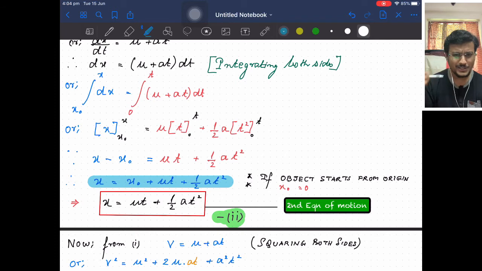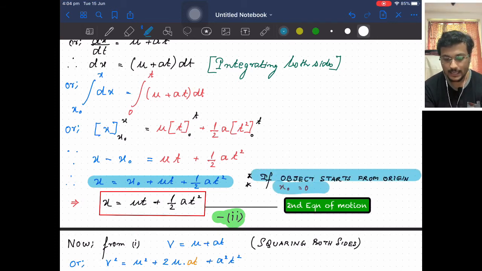Now what is the position x0? Does it ring any bell? x0 is the position of the particle at time t equals 0. So if the body was at the origin when the time started of its motion, then x0 vanishes. x0 is not present. If the object starts from origin, then the particle started from the position 0, 0. Initially it had no displacement.